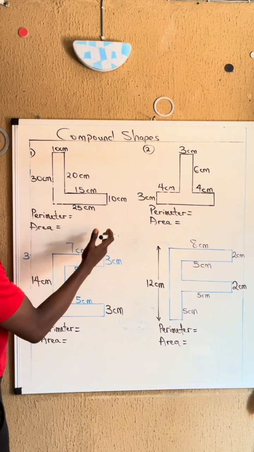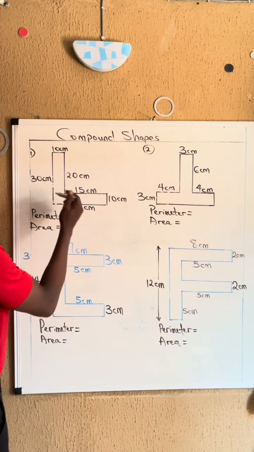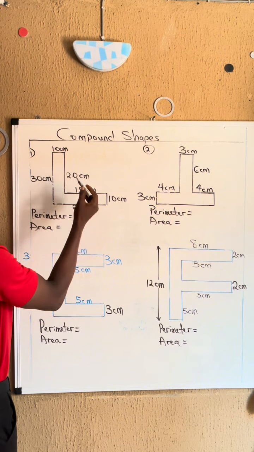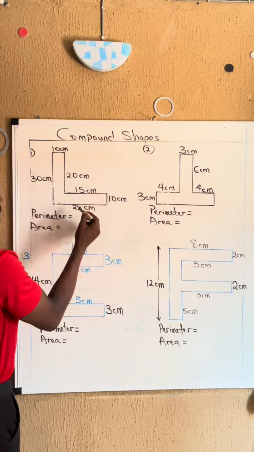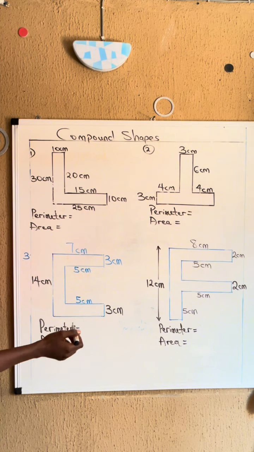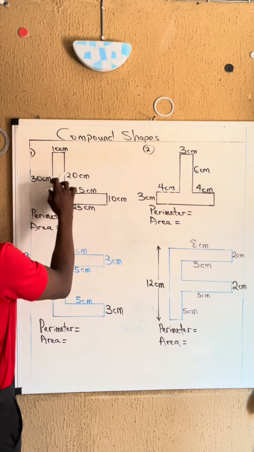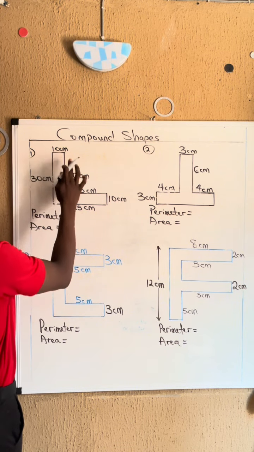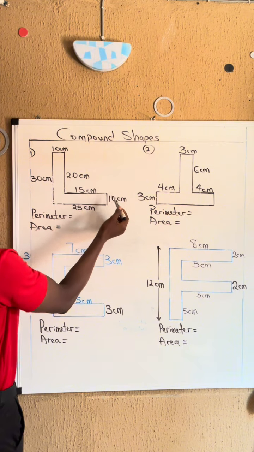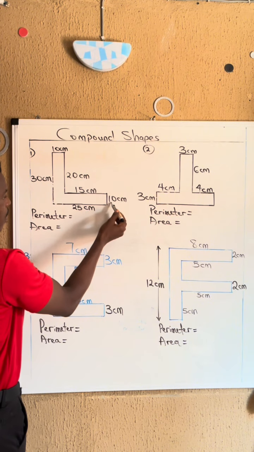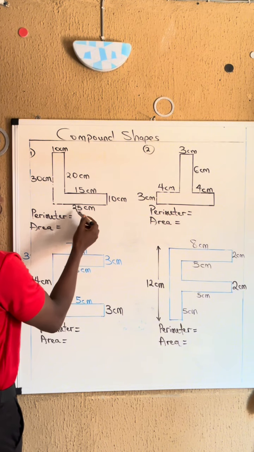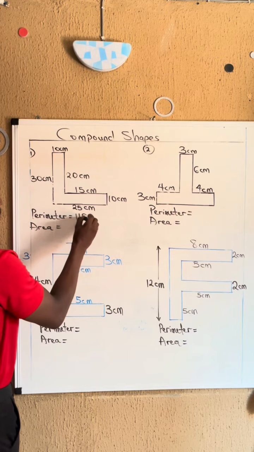So the perimeter now can be found. 30 plus 10 plus 20 plus 15 plus 10 plus 25. And if you calculate correctly, that will give us 60, this is 30, 40, 60, 75, 85, and 110 centimeters.